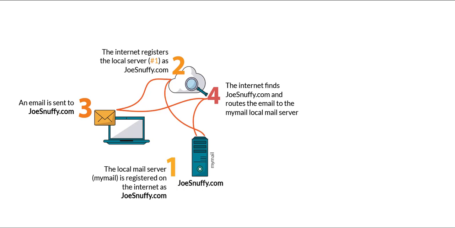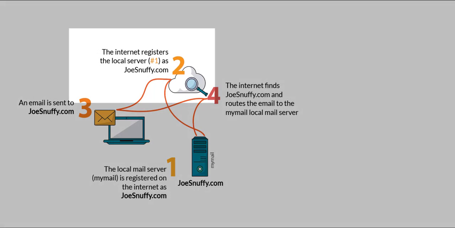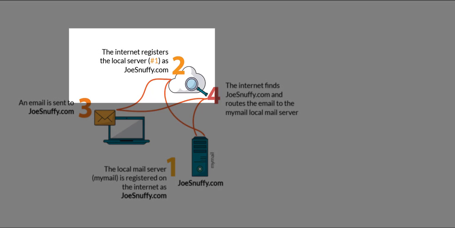So the first thing that we need to understand is exactly how mail services work. And so we're going to go on the numbers there, 1, 2, 3, and 4. So when you set up a mail server at your local site, this is a physical server that's inside of your firewall in your organization. And we're just calling it joesnuffy.com. It's going to be registered to you.